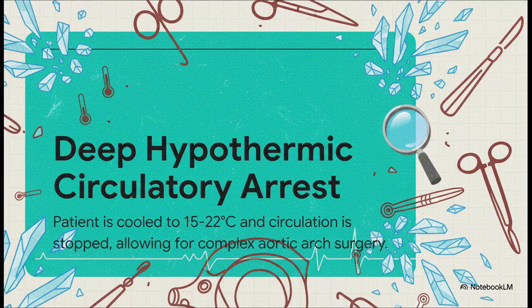Now, let's go to the far end of the spectrum and talk about the most extreme application of this technology, deep hypothermic circulatory arrest, or DHCA. Here, we're not just bypassing the heart and lungs, we are stopping everything, all circulation. The patient is cooled down to maybe 15 degrees Celsius, at which point the brain's metabolism is so slow, it can actually tolerate a period of complete global ischemia. This gives the surgeon a bloodless field to operate inside the aortic arch.